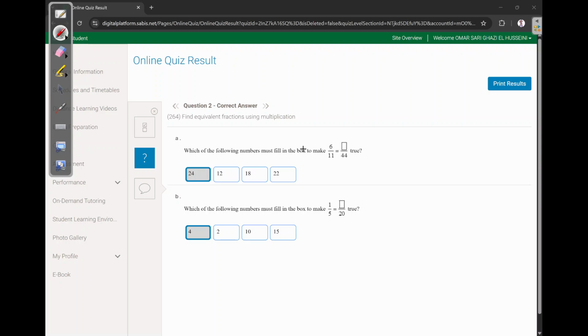Which of the following numbers must fill in the box to make 6 out of 11 equal 44 true? How much do we times 11 to get 44? We times it by 4 to get 44. Then we times 6 by 4 equals 24. Which of the following numbers must fill in the box to make 1 out of 5 equal 20 true? 5 times 4 equals 20. You times it by 4 equals 4.